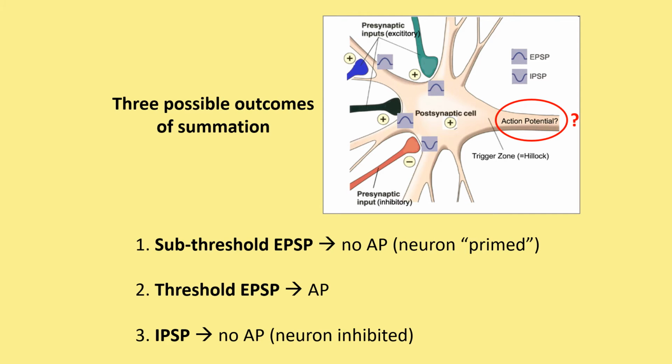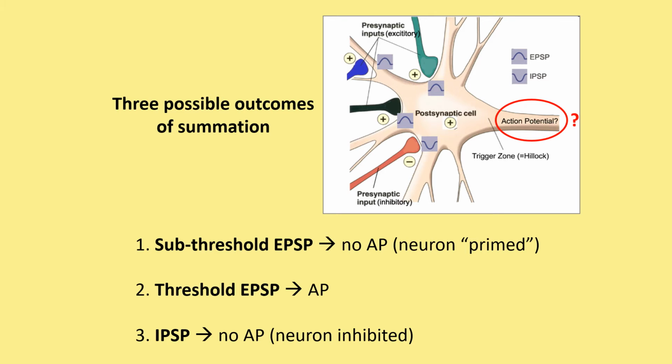It's a little closer to threshold, so it will be easier. Let's say now the black presynaptic cell releases its neurotransmitter. Then it makes it far more likely that the postsynaptic cell will fire an action potential. And that's outcome number two. Outcome number two is called a threshold EPSP, or a threshold excitatory postsynaptic potential. And that just means that the threshold is reached at the trigger zone and an action potential will be initiated.